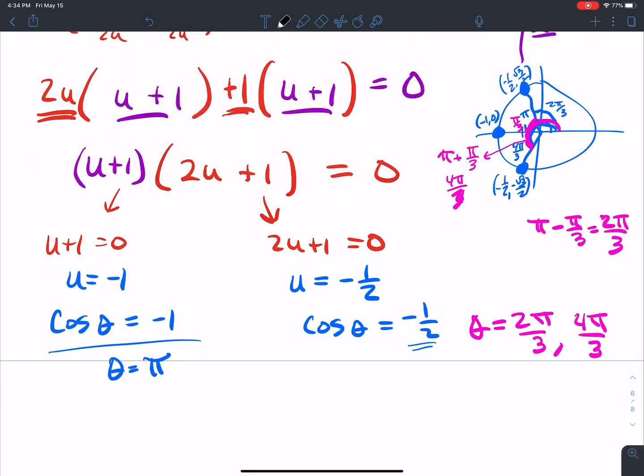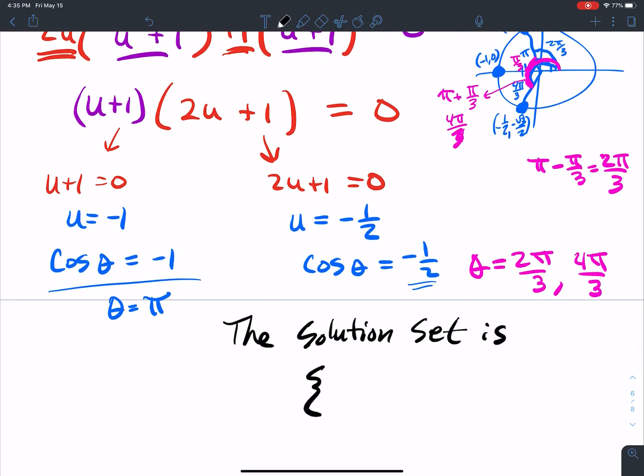So the solution here, the solution set is equal to 2 pi over 3, comma, pi, and 4 pi over 3. Okay? All right. Hopefully that helps you get a little bit better at solving trigonometric equations in quadratic form.